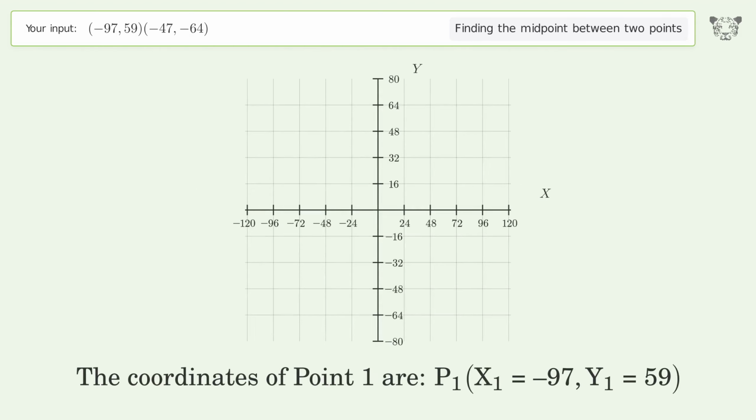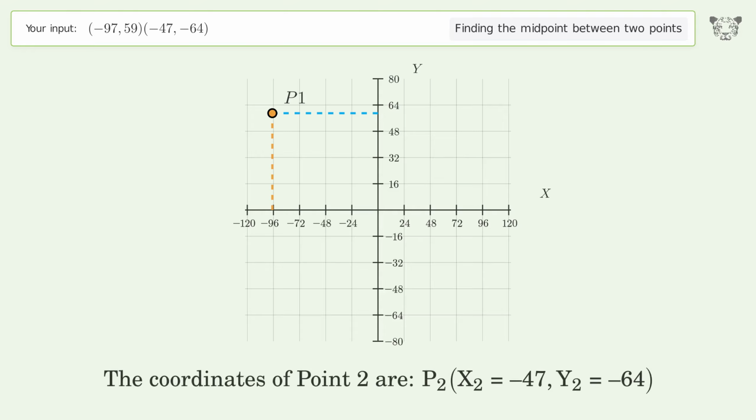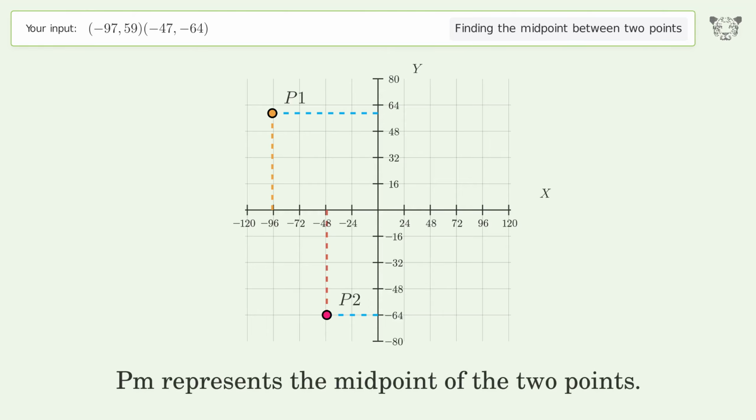The coordinates of point 1 are, x1 equals -97, y1 equals 59. The coordinates of point 2 are, x2 equals -47, y2 equals -64. PM represents the midpoint of the 2 points.